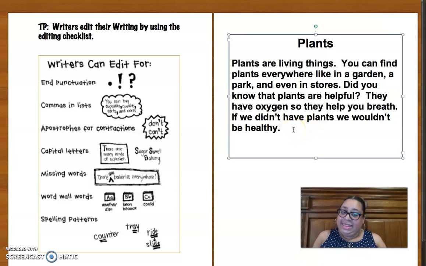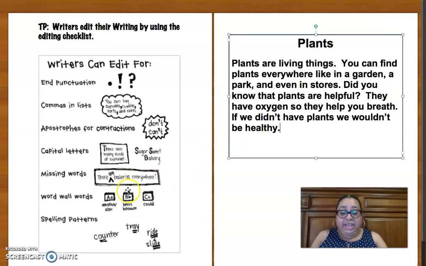Writers, I think my editing checklist has really helped me to make some big changes. Isn't it much easier to read now than when I first started? Make sure today that you're using the editing checklist and that you are editing your work. Take out the checklist, take out your piece, put them side by side if you need to, and make sure that you are editing your work.